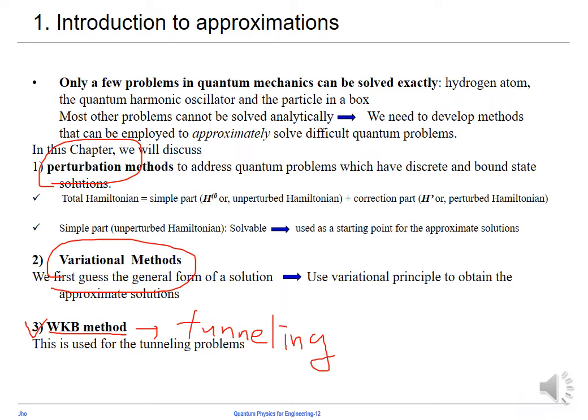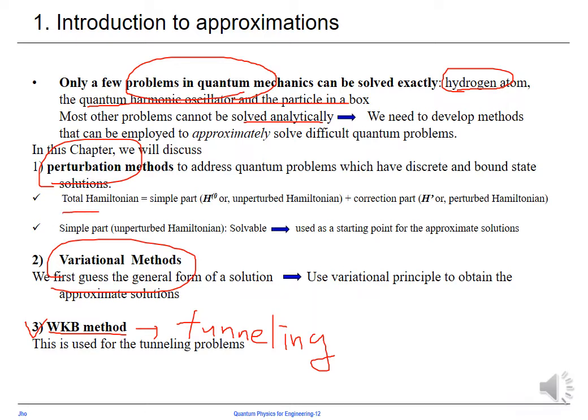So the basic idea is that quantum mechanics problems are very hard to solve. So we want to make it simple. Even the hydrogen atom, which is solvable, was actually pretty complicated, and there are far more complicated problems in quantum physics. They cannot be solved analytically, so we need to develop methods that can be employed to approximately solve difficult quantum problems. So we want to make it simple.